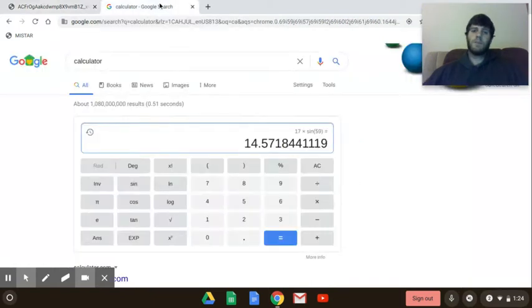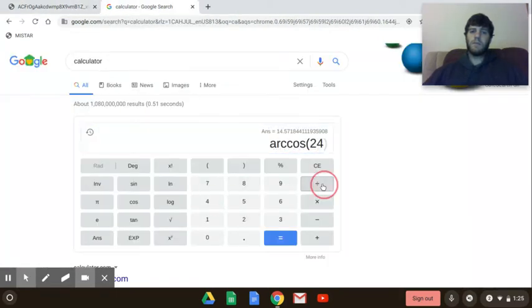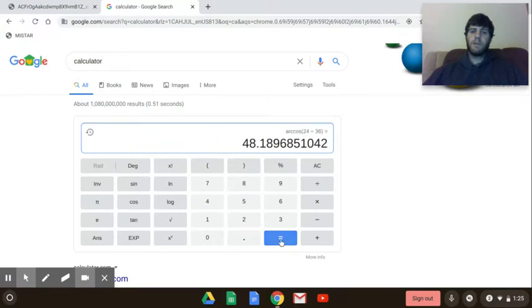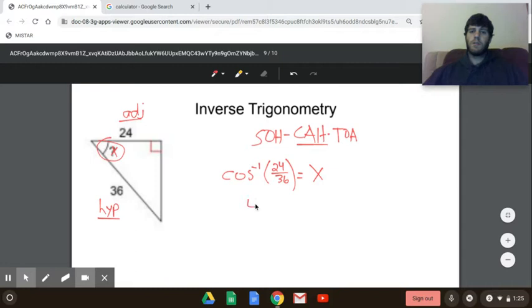Okay, and then you just have to go to your calculator. Make sure you're in degrees. We're going to do inverse. So we want arc cosine, right? Inverse cosine. And then it's 24 divided by 36. We hit enter, and it tells us 48.189. So that's going to round up to 48.2 degrees. So that angle is 48.2 degrees.